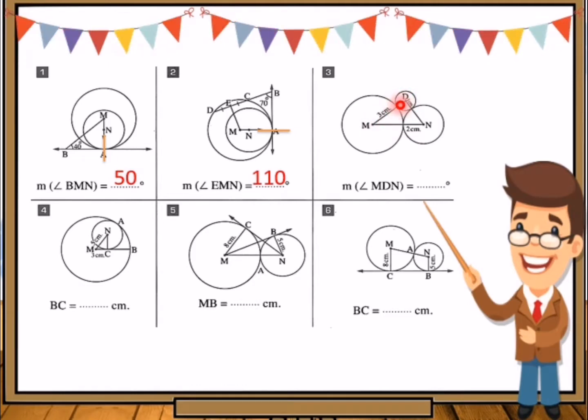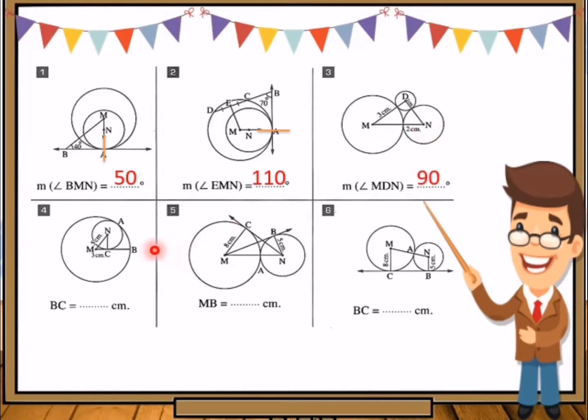So their sides equal 4, 3 and 5. These sides form a right angle because 5 power 2 equals 3 power 2 plus 4 power 2. In this case, the longest side is MN, and the opposite angle for it is angle D. So the measure of angle MDN equals 90 degrees, by the converse of Pythagoras theorem.